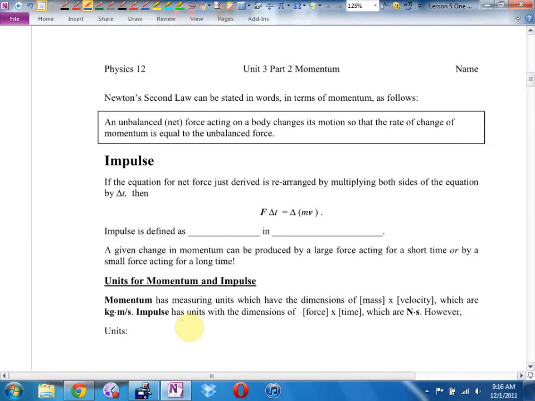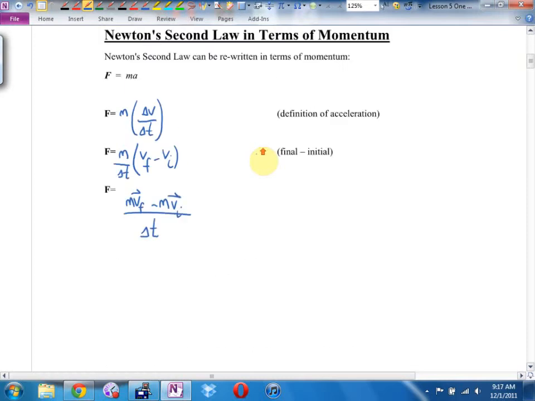Newton's second law can be stated in words, in terms of momentum, as follows. An unbalanced net force acting on a body changes its motion so that the rate of change of momentum is equal to the unbalanced force. Back to here. This is momentum final minus momentum initial over change in time. And what's final minus initial? I'm reversing a question I ask all the time. Change in. That's how Sir Isaac Newton gave his law.